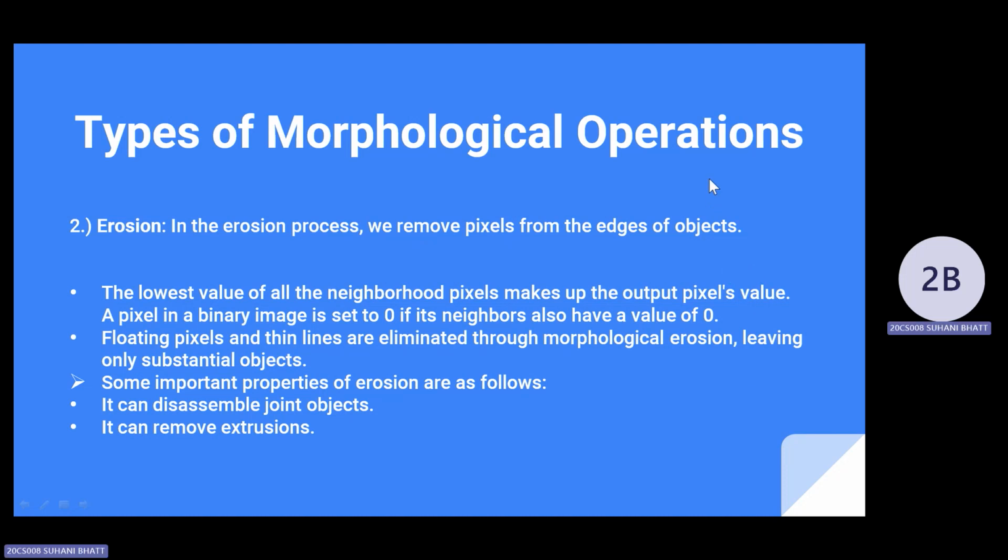Some of the important properties of erosion are as follows. It can disassemble the joint objects. It can remove extrusions.